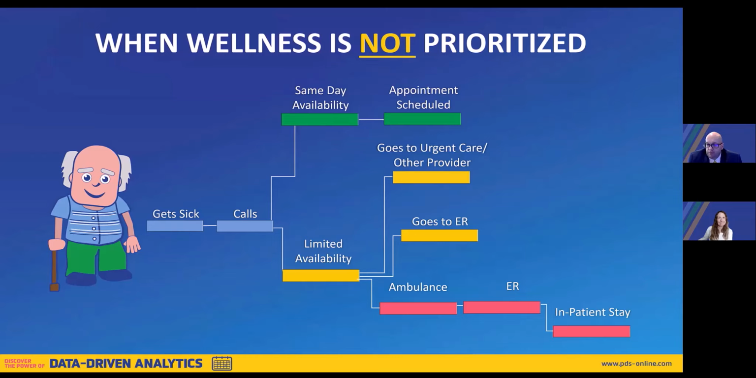He'll go to urgent care. He may go to a different provider. If it's bad enough, he may go to the ER, or worst case scenario, an ambulance ride, ER, inpatient stay. That's not providing the best care for Bob. That's managing Bob in a state of sickness, when really the best case we can do is we can actually be proactive with Bob and start managing him in a state of wellness.